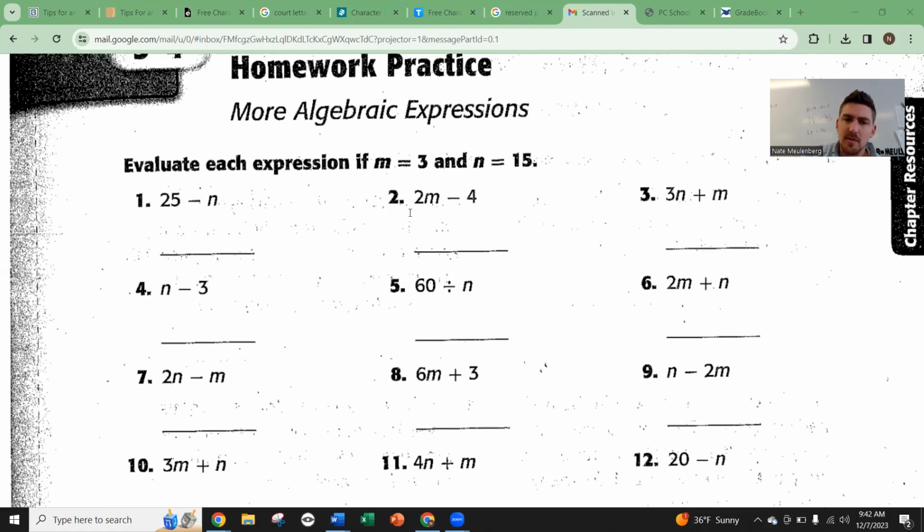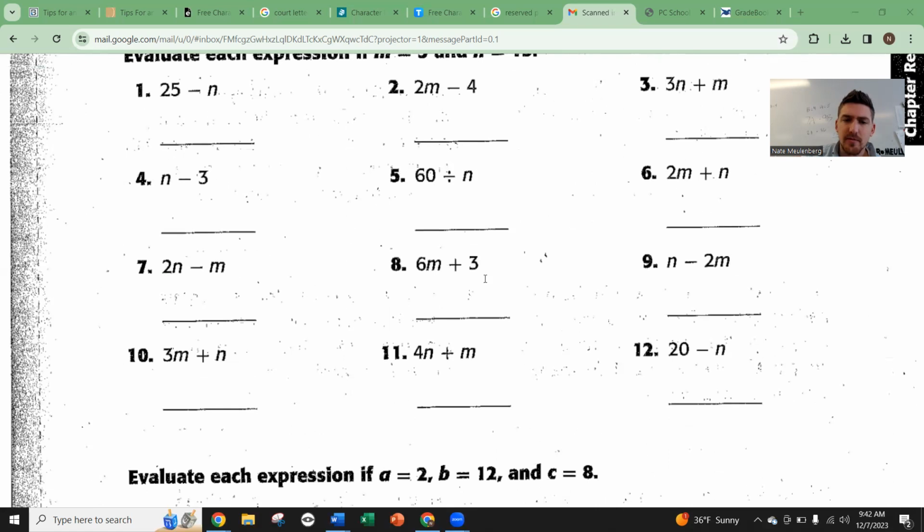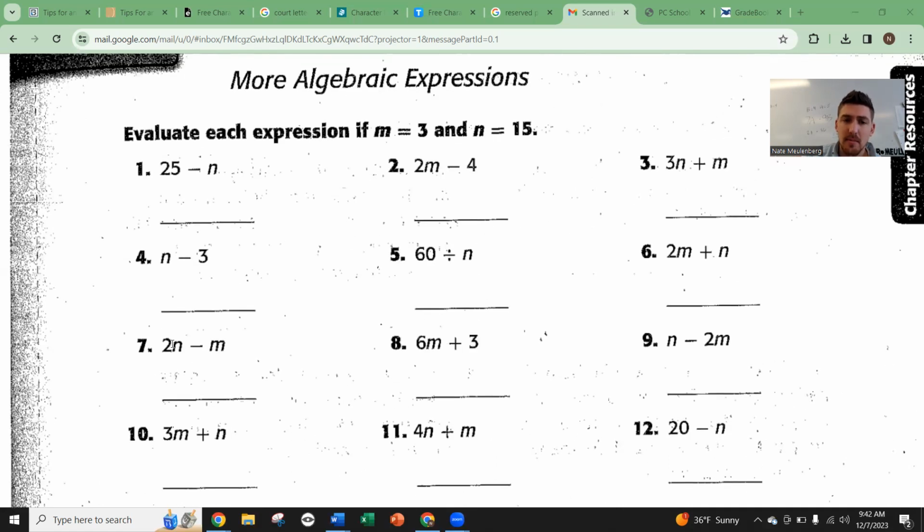Here, Simon, it's the same thing as we just did. I think you'll do fine. So this would be 2n minus m. 2 times n is 2 times 15, which is 30. 30 minus m, 30 minus 3 is just 27. And so the answer to this problem is 27.